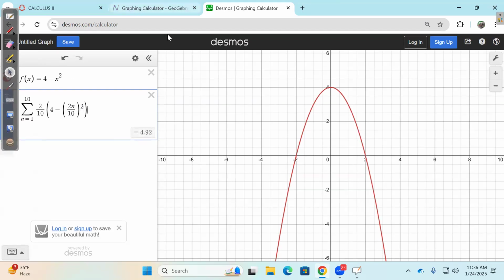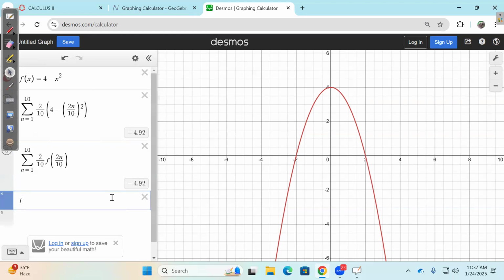But again, because I have the function above, an easier way to do it, I don't know if you guys remember this, sum from 1 to 10 of delta x 2/10 times, and I can just type f of 2n over 10. So benefits of using function notation. GeoGebra would handle the same thing. All right. Does that seem like a reasonable area? Both Desmos and GeoGebra can do numerical integration for us. We could check that here too.